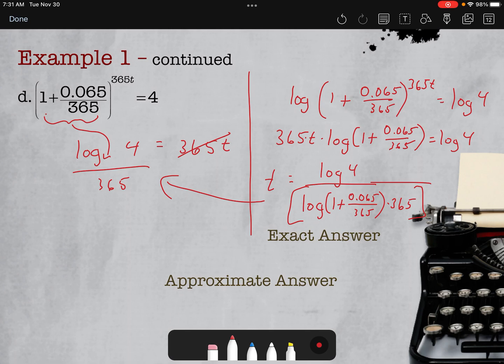Now, what's the approximate answer? Boy, I don't know. Let's see. Log 4 divided by, got lots of parentheses here. 6.5 divided by 365, close, close, times 365, close. I got about 21.3295, so that's going to be 330. Okay, well, that one is ugly, but again, if you just follow the process of either one, you're going to get the same answer.